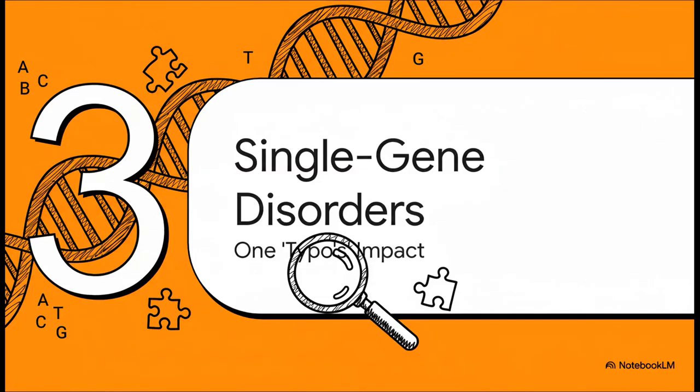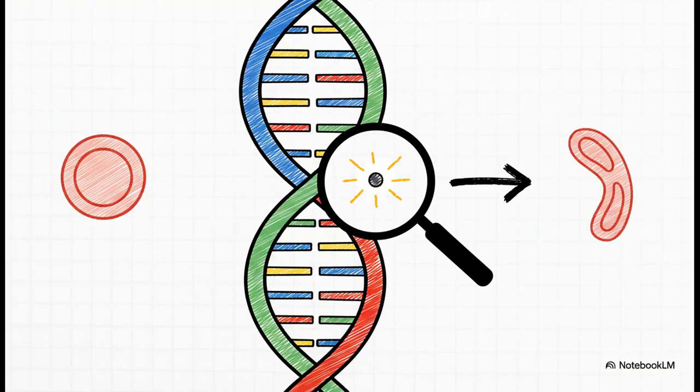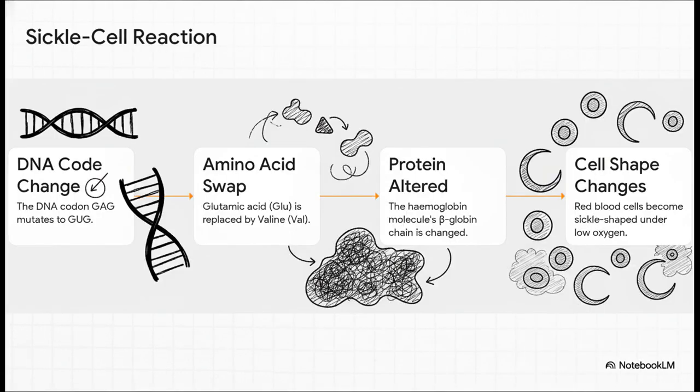Now that we know how to track these things, let's dive into our first big category of disorders. This is where we look at single gene disorders, when just one tiny typo can change everything. We call these Mendelian disorders, and they're caused by a mutation in just one single gene. And the absolute classic case study for this is sickle cell anemia. Check out this chain reaction, it's incredible. It all kicks off with one tiny point mutation.